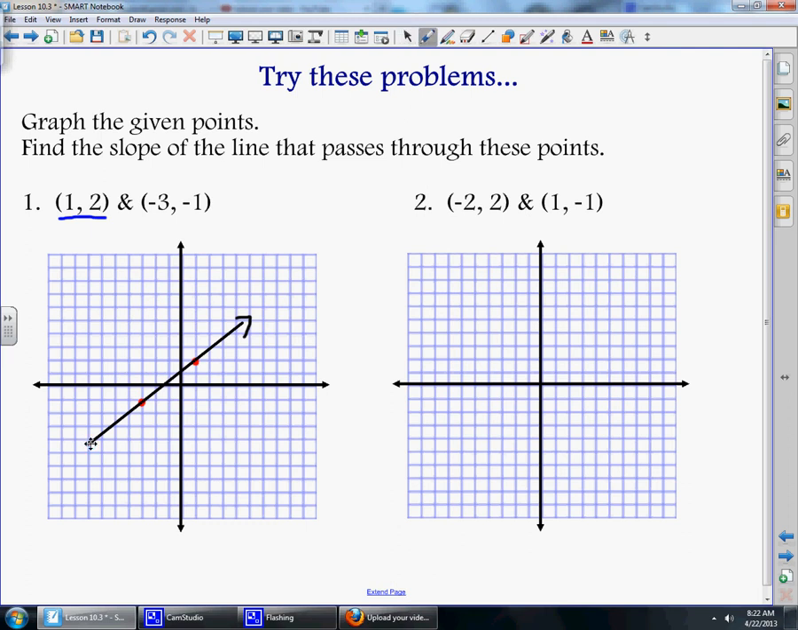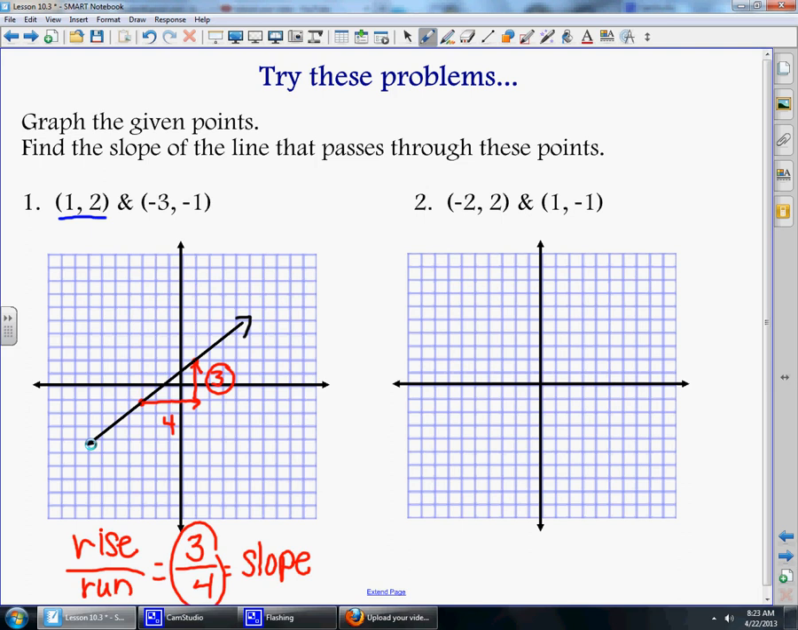So how many places do we move? 1, 2, 3, 4 places to the right, and 1, 2, 3 places up, which would make that positive 3. So remember, slope is rise over run. So we rise 3 and we run 4. So the slope of that line is equal to 3/4.